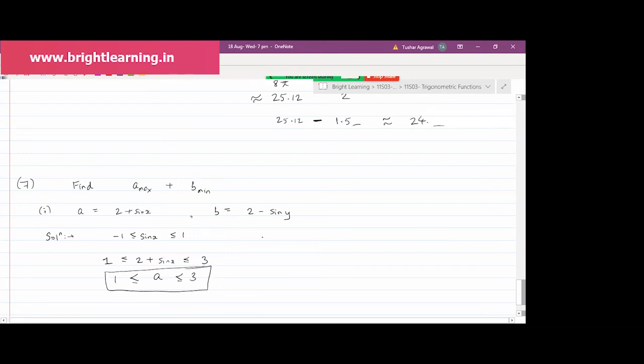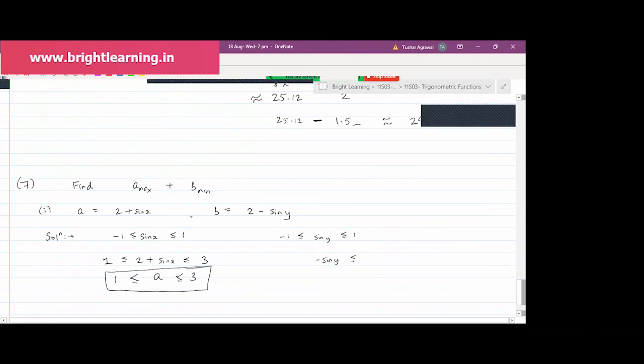Now 2 minus sine y. Sine y lies between negative 1 to positive 1. So minus of sine y, negative of sine y will also lie from minus 1 to plus 1. I just multiplied it by minus 1. Actually, I have skipped one step in between. I hope you can manage that.